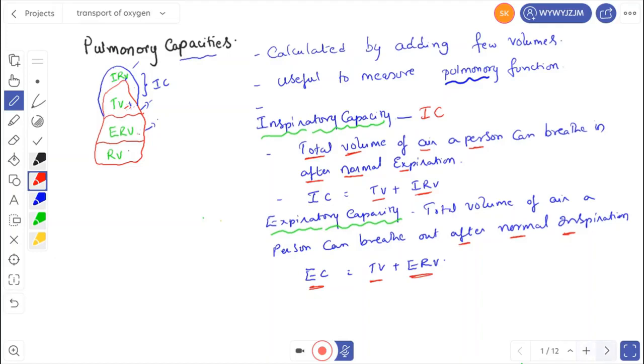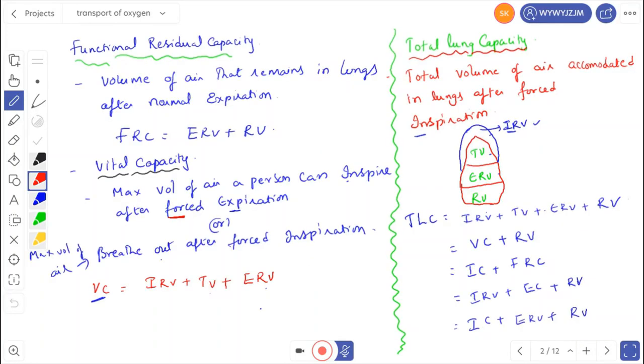Let us see the next one. Functional residual capacity: the volume of air that remains in the lungs after normal expiration. Normal expiration means you are sending out only TV. When you are sending out TV, what volume is left in the lungs? ERV plus RV is left in the lungs: expiratory reserve volume and residual volume. That is called functional residual capacity, the volume of air that remains in the lungs after normal expiration.